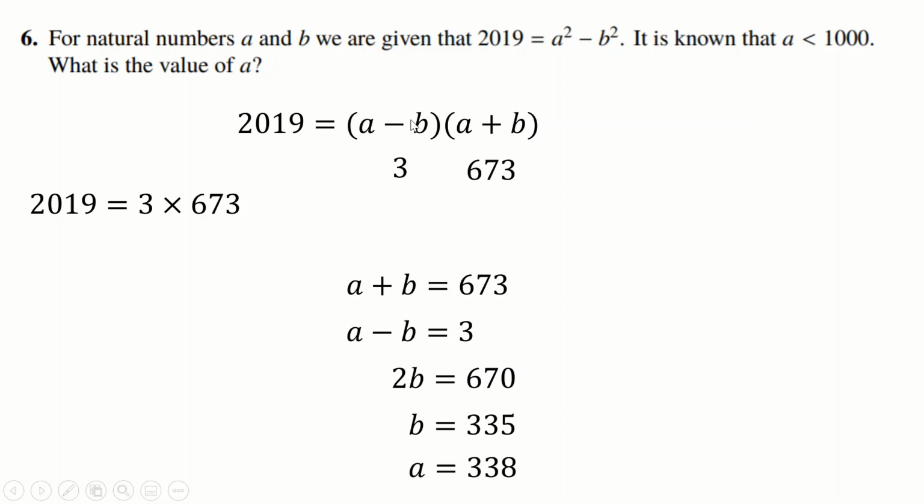Now, what about what I was saying before, which is that 2019 could be 1 times 2019? Well, you can do that, but if you set up the simultaneous equation, you end up with a being bigger than 1,000, so that can't be the answer. It must be this configuration instead.